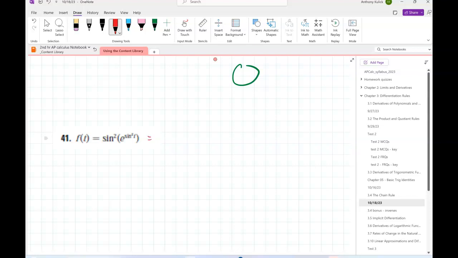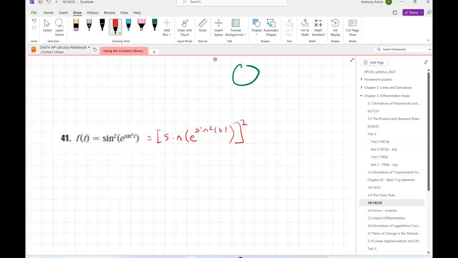Wait, is this not a product rule too? It is not. So this need not be done as a product rule. If you wanted to think about that as sine e to the sine squared t times sine e to the sine squared t, you could do it as a product rule. I would not recommend doing that. That feels like a lot of overkill to me. But you could. I would not.